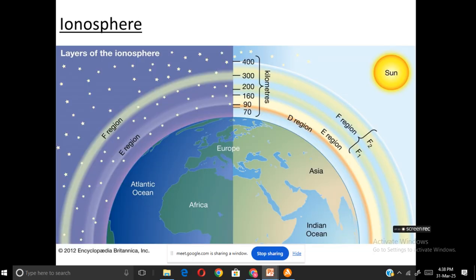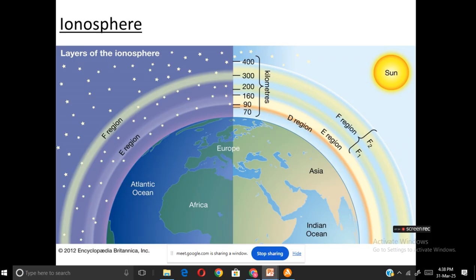Now we will discuss one more topic. We will move on to another topic, which is basically some properties of the ionosphere and the different layers. We have learned about the different layers in the atmosphere, starting from troposphere, stratosphere, mesosphere, and thermosphere. So the ionosphere basically starts from the upper region of the mesosphere and then extends towards the thermosphere.